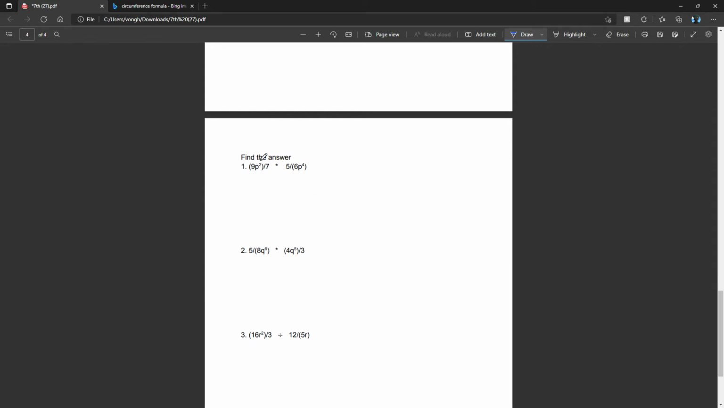Find the answer. So we're given 9p squared over 7 times 5 over 6p to the 4th power. To do this, it's easy if you just look at it like this: over 7 times 5 over 6. And we just multiply it. And if we look here, you can simplify them. You can divide by the greatest common factor, which would be 3p squared, because 3p squared would go into both of them.